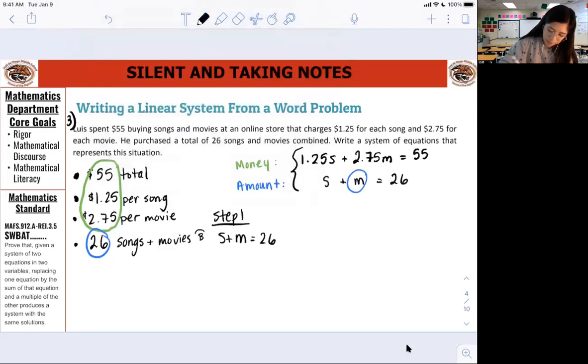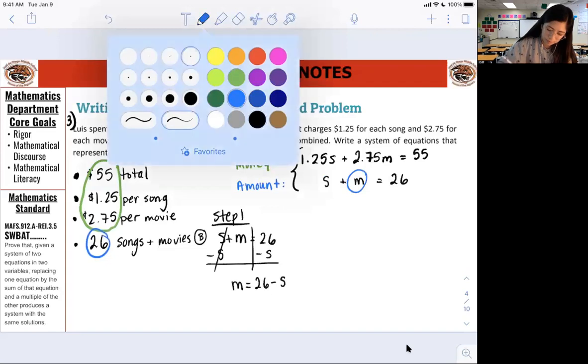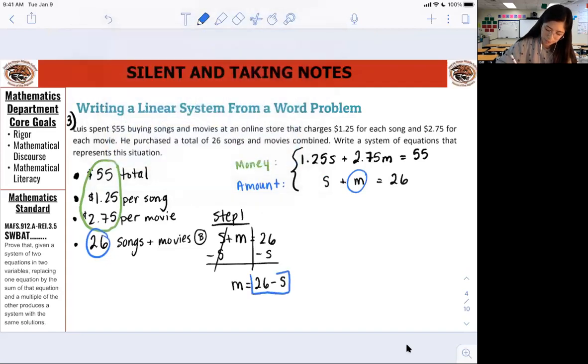So here's my equation B. I have S plus M equals 26. How do I get that M by itself? Minus S on both sides. Okay, so I have M equals 26 minus S. That's what I'm going to be plugging in. It's equal to M. So in step 2, I go to equation A, and I'm going to plug that in.